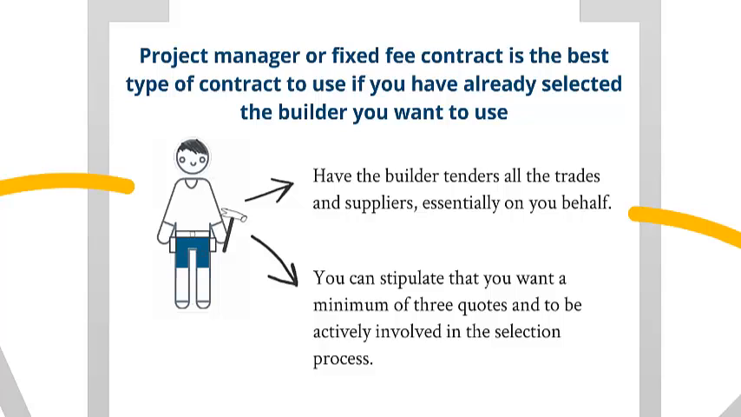Project management contracts are the best type of contract to use if you've already selected the builder. Maybe this is because he's a friend, family, personal recommendation, or you have previously used him. But by using this method, you can stick with the same builder and have him tender all the trades and suppliers essentially on your behalf. You can stipulate that you want a minimum of 3 quotes on every aspect of the project, and you can request that you view all the quotes and be involved in the selection process.